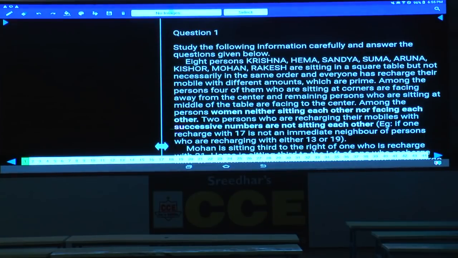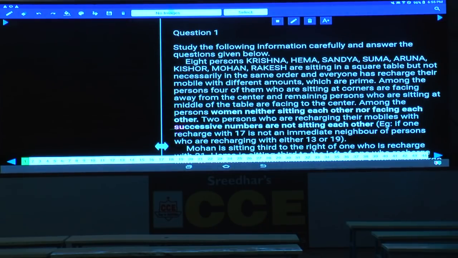Eight persons are seated around a circular table, isn't it? But not necessarily in the same order. Now these persons are seated around a circular table, but not necessarily in the same order, is clearly given. And everyone has recharged their mobile with different amounts.